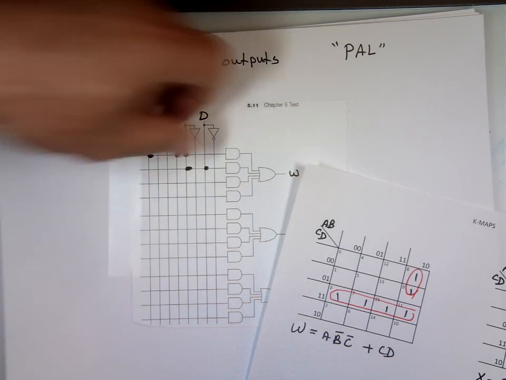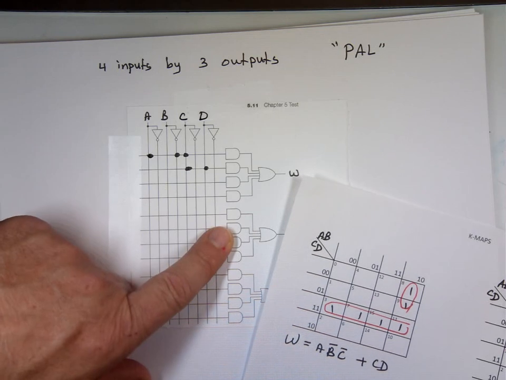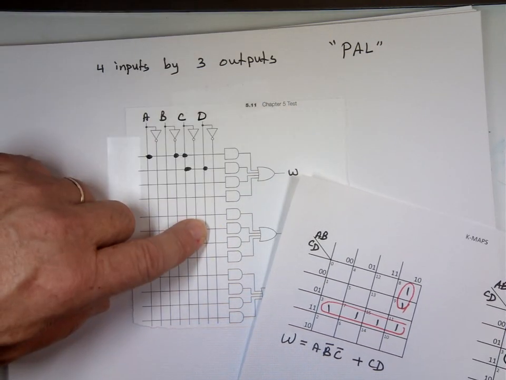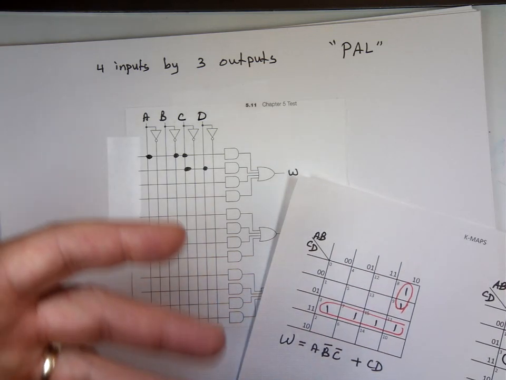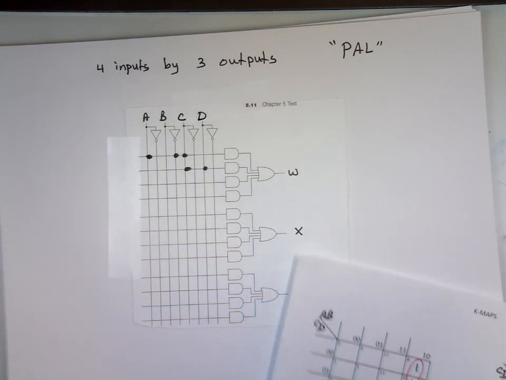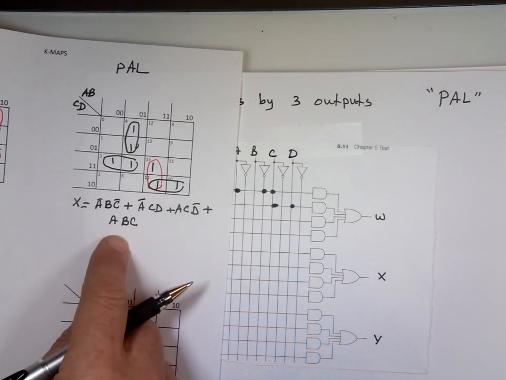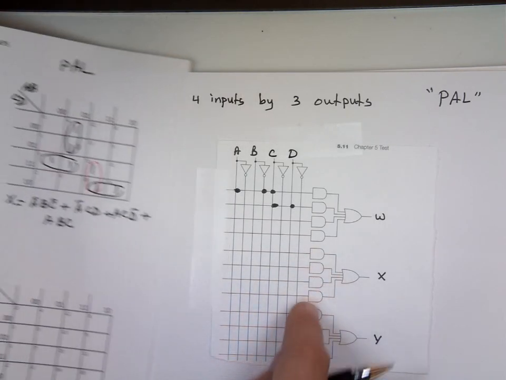I could never use that gate down here. No, it's different. There's no way to connect that gate to down here. So that's why there's no gate sharing. Now X here, notice X has 4. Thank goodness I have 4 AND gates.